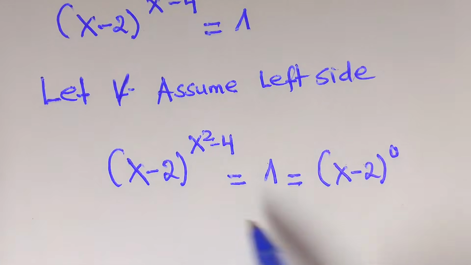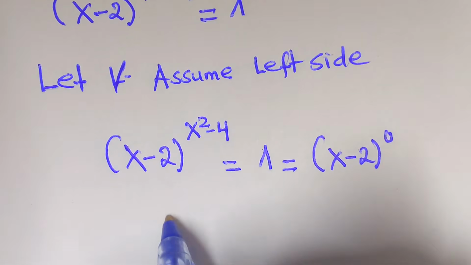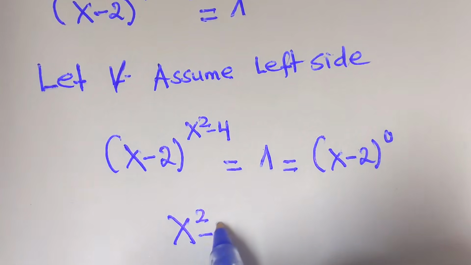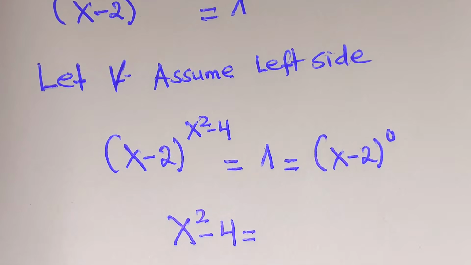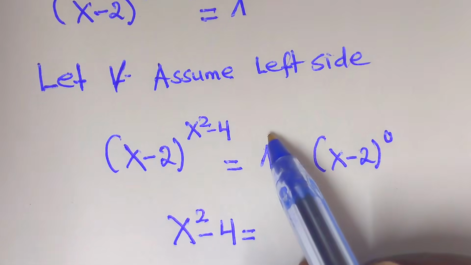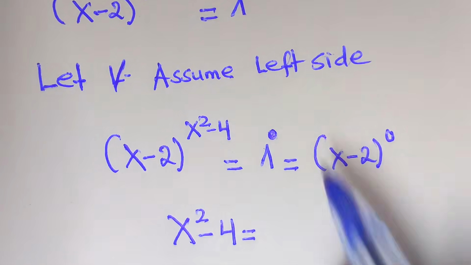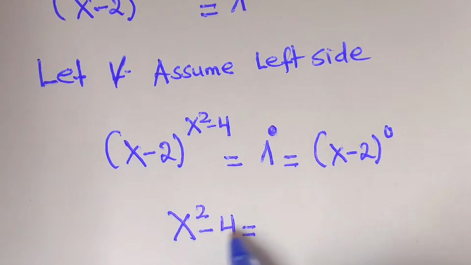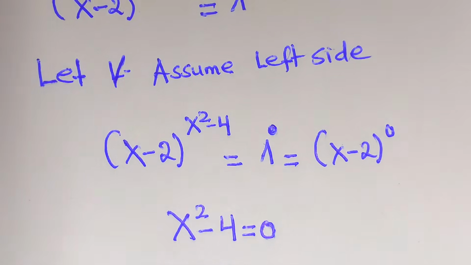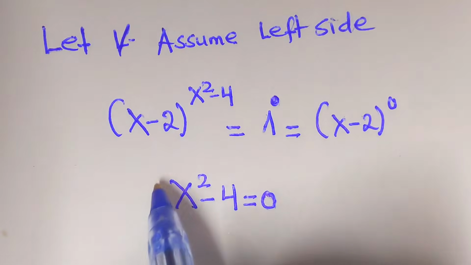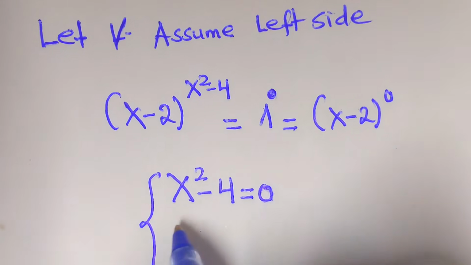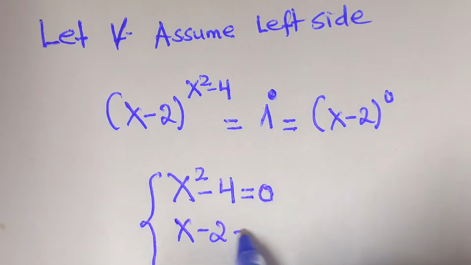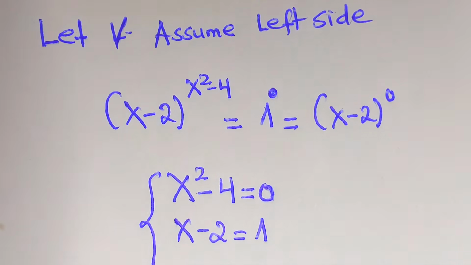What it means is that the exponent x squared minus 4 should equal 0, since we have power 0. That gives x squared minus 4 equals 0, and the other case is x minus 2 equals 1.